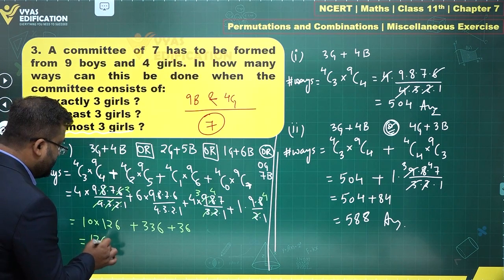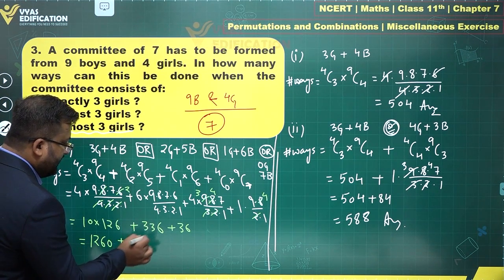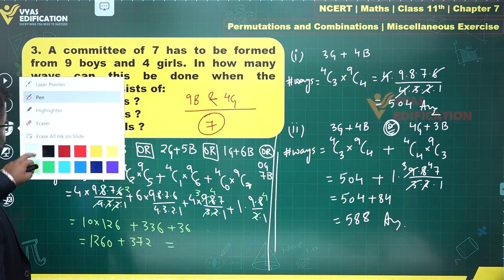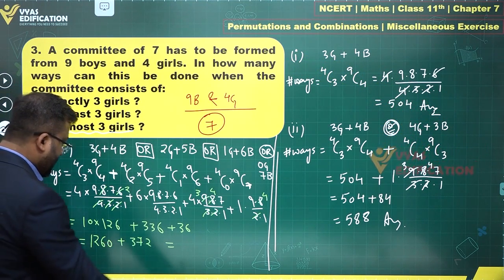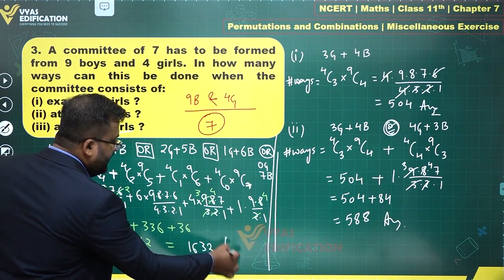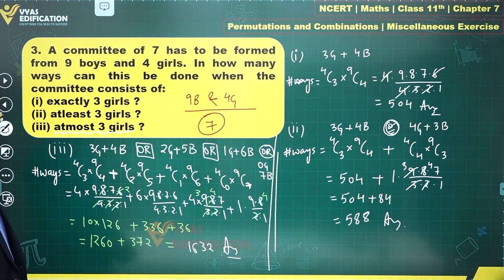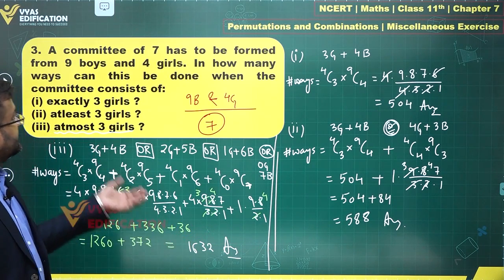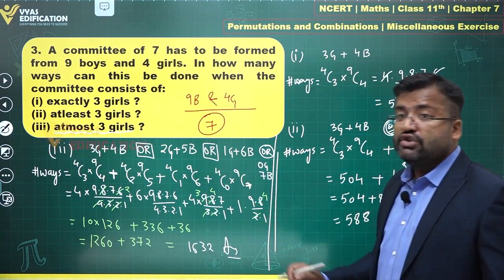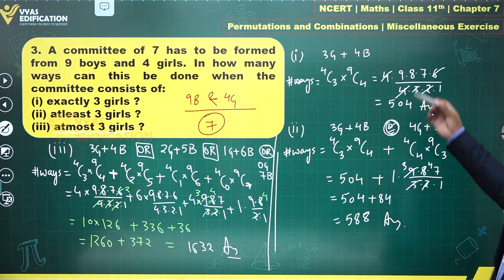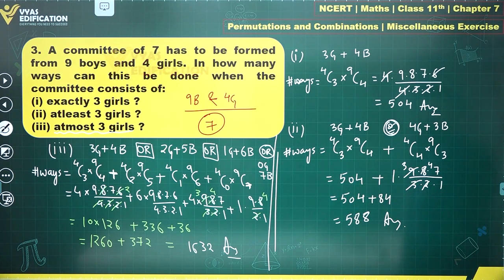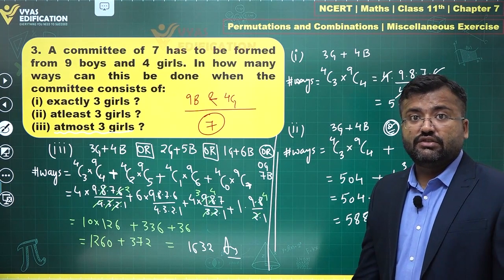This here is 1260 plus 372 is what I get, and the total number of ways using this will be 372 and 1260 will be 1632. 1632 is the answer for this question. So this is the number of ways of selecting this committee of, in the third part it is asked, at most 3 girls. You can take a look at the complete solution of first, second and third part written over here, and that's the complete solution for this question, as you can see.